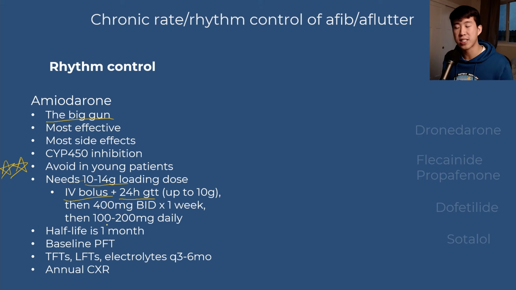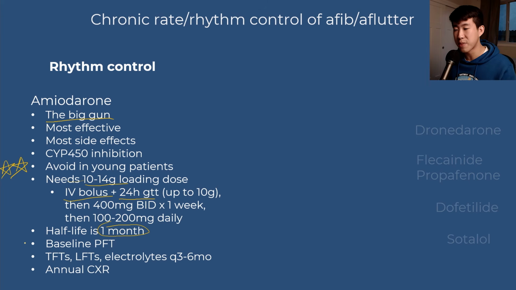This may be a pimp question that you're asked, but the half-life is 1 month. So even after you stop amiodarone, for example, if somebody's having some kind of toxicity or they're getting a prolonged QTc, it's going to take months for it to come out of their system. So they're still going to have that prolonged QTc for a long time. So that's just something to know about.